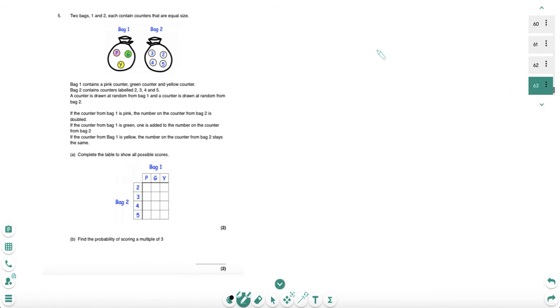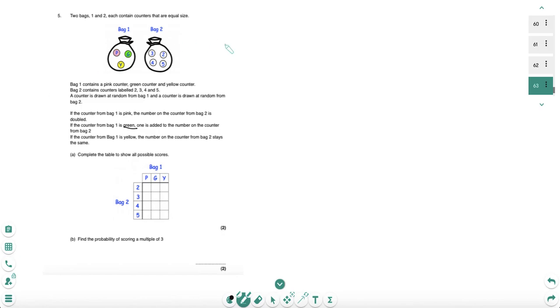2 bags, 1 and 2, each contain counters that are equal size. Bag 1 contains a pink counter, a green counter, and a yellow counter. Bag 2 contains 2, 3, 4, 5 counters. A counter is drawn at random from bag 1, and a counter is drawn at random from bag 2. If the counter from bag 1 is pink, the number on the counter from bag 2 is doubled. If the counter from bag 1 is green, 1 is added to the number on the counter from bag 2. If the counter from bag 1 is yellow, the number on the counter from bag 2 stays the same. Complete the table to show all possible scores.